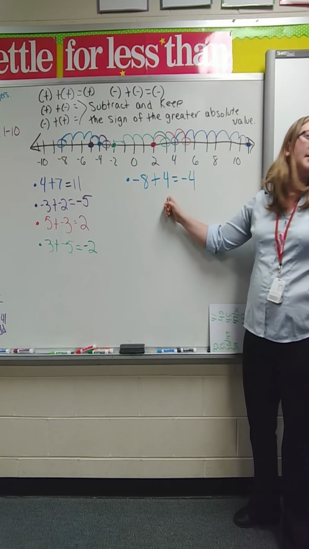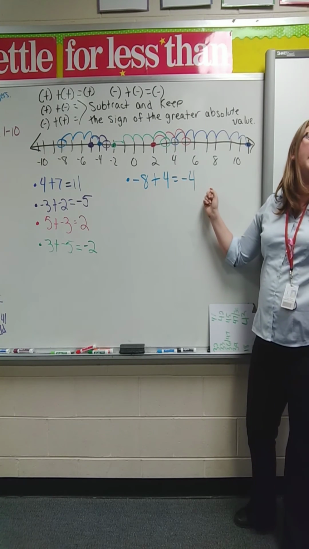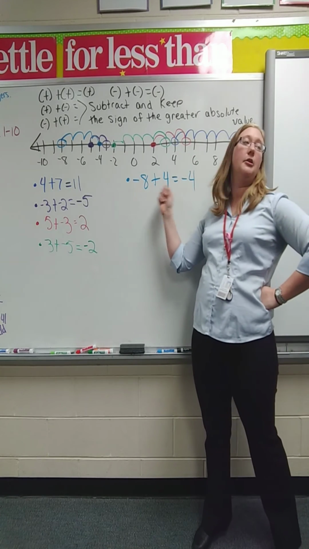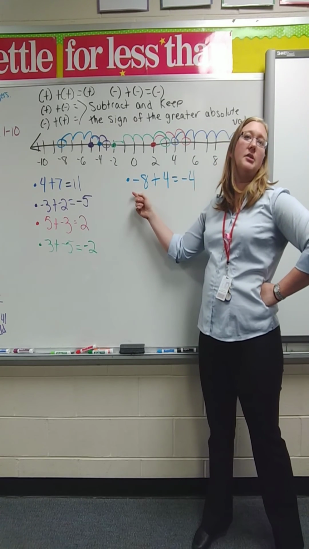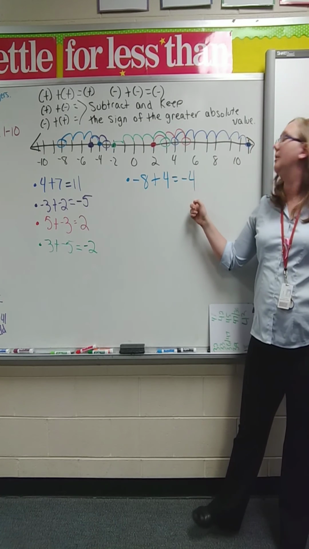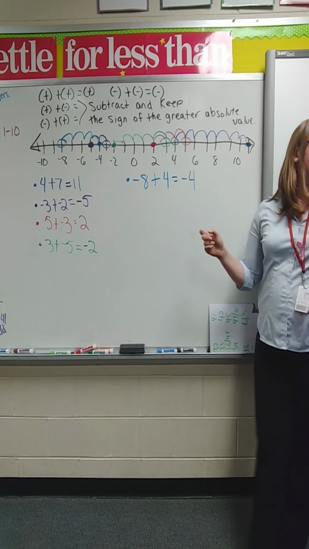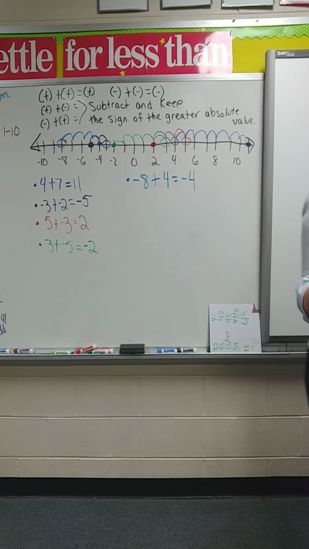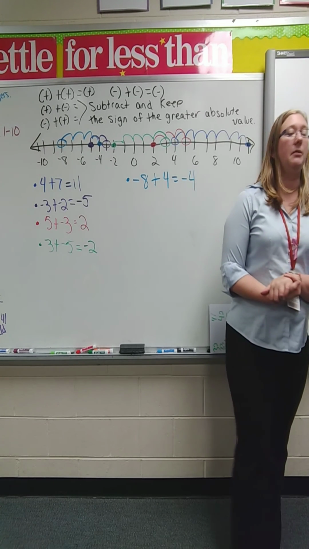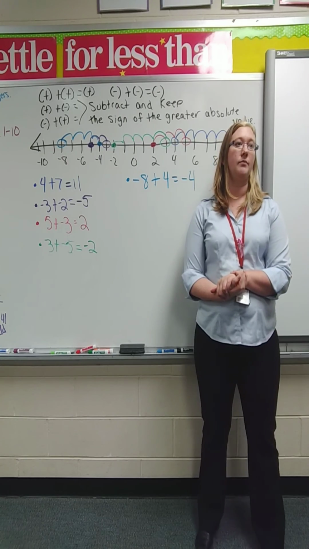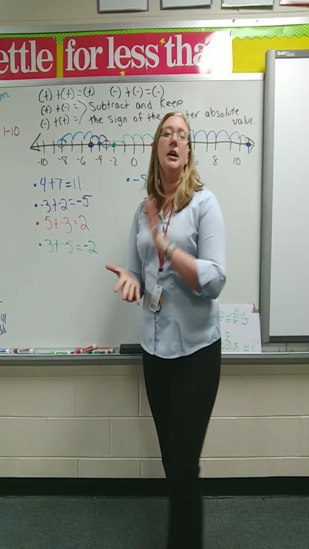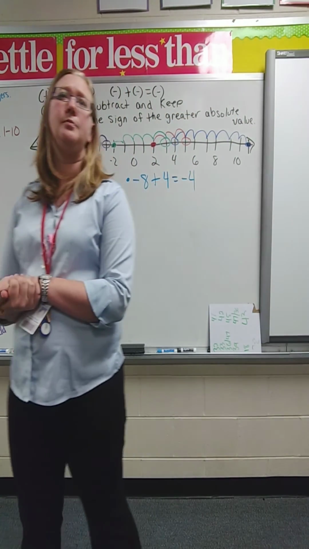8 minus 4 is? 4. Which has the greater absolute value, negative 8 or positive 4? Negative 8. So our answer should be? Negative 4. Was it? Do our rules work? Yes. Does anyone have any questions about what we've done so far today? No. Okay. Now, here's my last question to you.